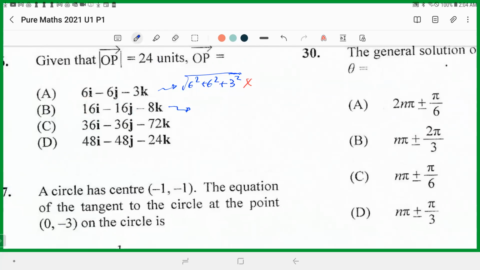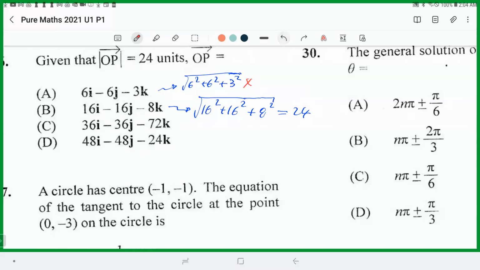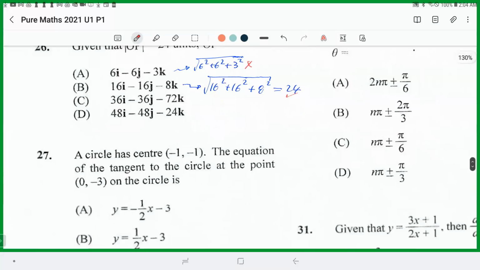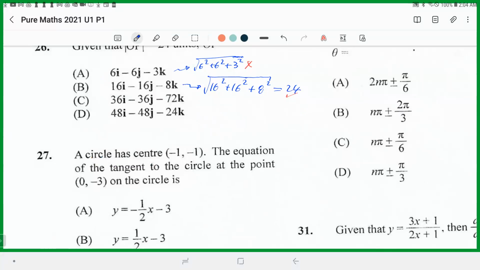So we're going to write that the square root of 16 squared plus 16 squared plus 8 squared is actually equal to 24. And so we can take this one and say that is it, 24. All right, in any case, that is the answer, the second one. It's one of those questions where basically you try the values and see which one works.